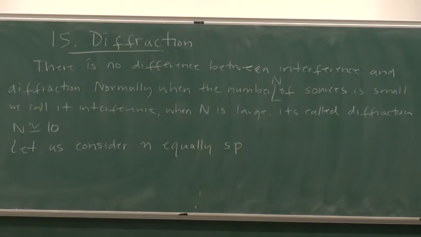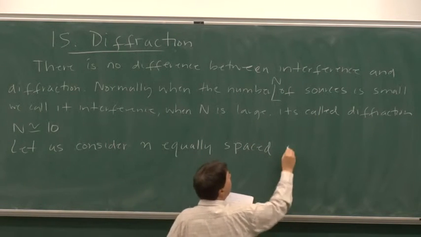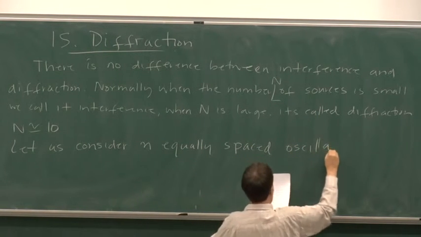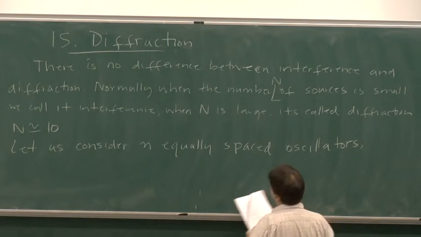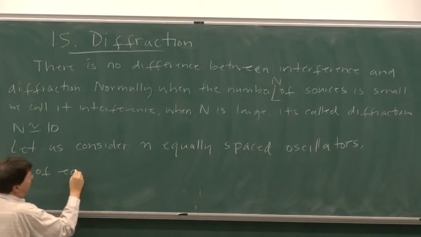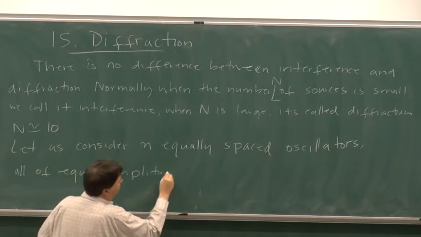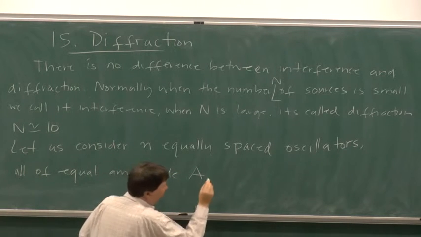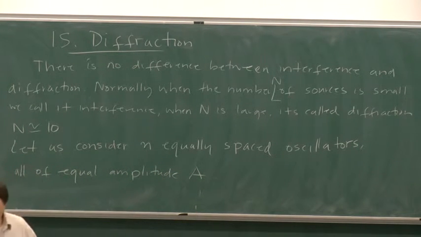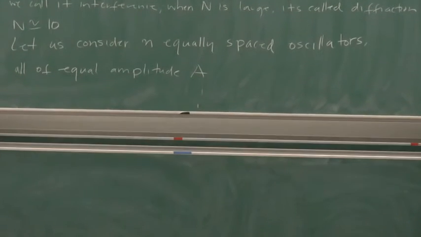That's better. Let us consider n equally spaced oscillators, and again, all of equal amplitude A. Of course, you can add up a load of waves with different amplitudes, but let's just make the maths easy so that we get on top of the concepts without worrying about having much more difficult sums to do.